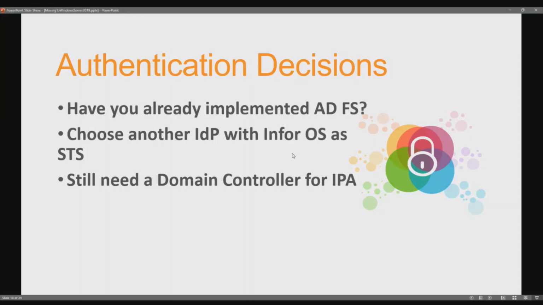You also have the option, if you want to use Infor OS as STS, if you want to log in through Infor OS, which is Infor's new Mingle, you could also connect to another identity provider using that method. It is important to note that for the purposes of IPA, we're not getting away from binding to Active Directory. Lawson must be bound to Active Directory because IPA can only authenticate with Lawson in that way.